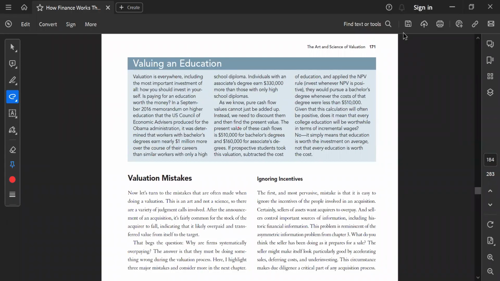So now we are going to study some mistakes in valuation that people tend to make, right? While doing this process of valuation. So यहाँ पे क्या कहता है कि let's turn to the mistakes that often make this art.